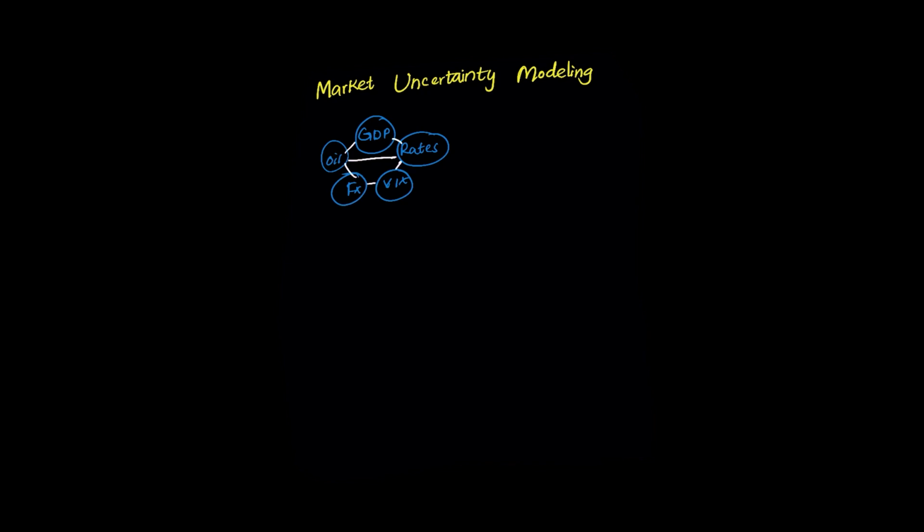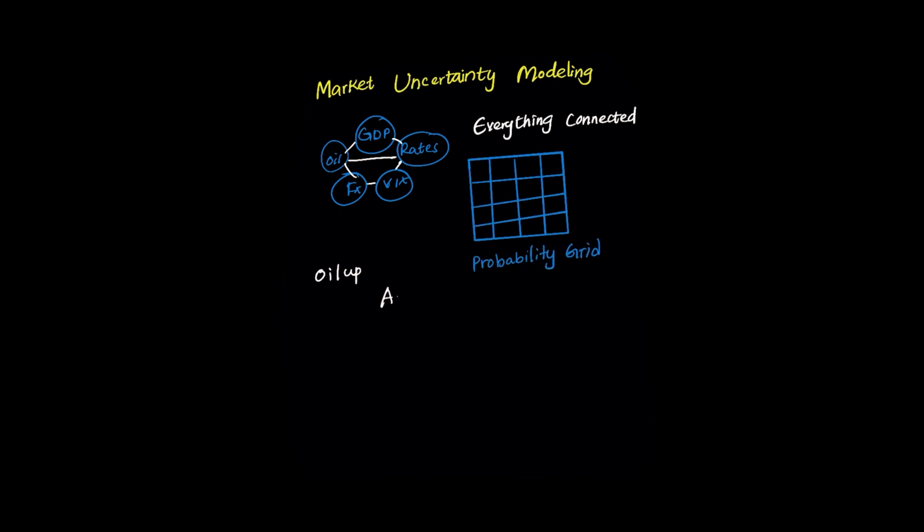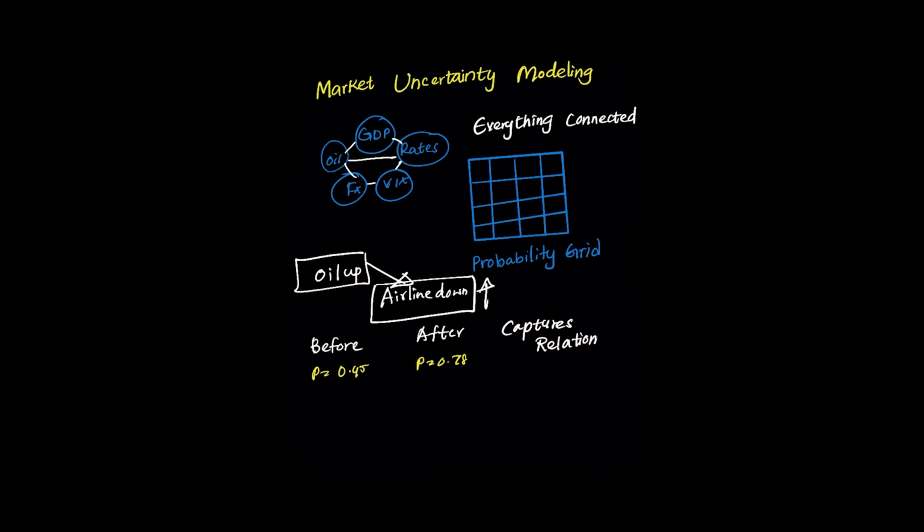Joint probability distributions excel at modelling multiple uncertain market indicators for trading decisions. Markets involve numerous correlated uncertainties where oil prices affect transportation stocks, interest rates influence bond yields, and currency fluctuations impact international trade. Joint probability distributions capture these complex relationships, showing not just individual probabilities, but how indicators influence each other. When oil rises, the distribution shows increased probability of airline stock decline.